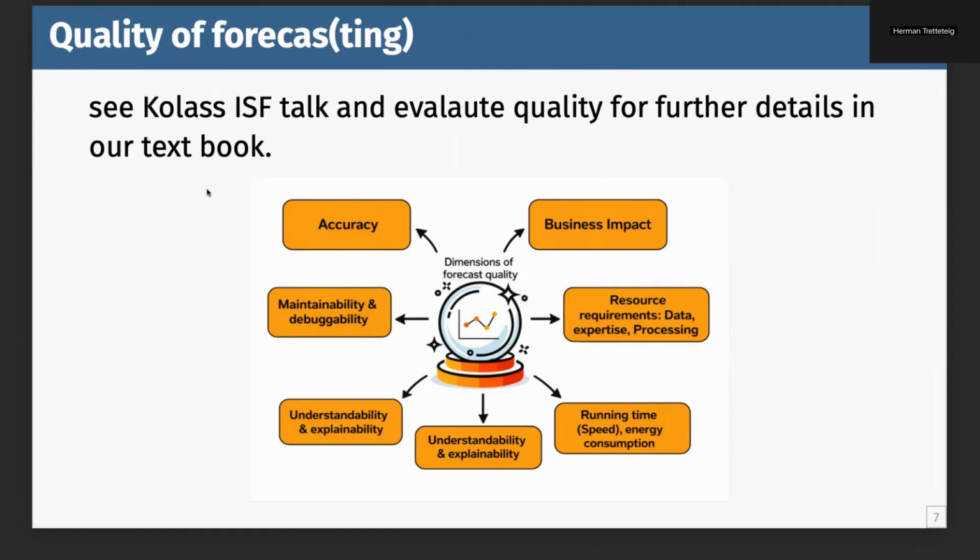Which is also related to another aspect that I call running time, effectiveness, but also energy consumption. Especially now with AI models and foundation time series models it becomes important, as we spend a lot of tokens on that, and then does it really worth it? I'm not sure. I don't think so.